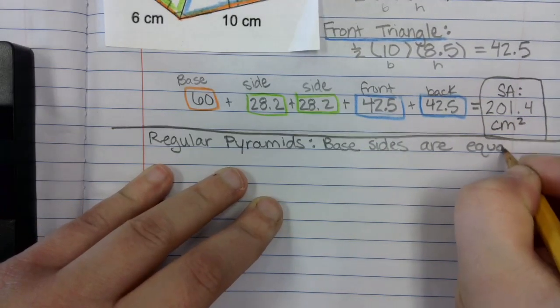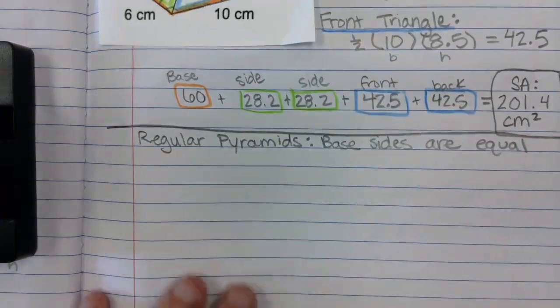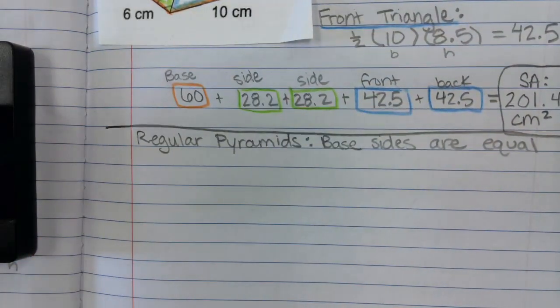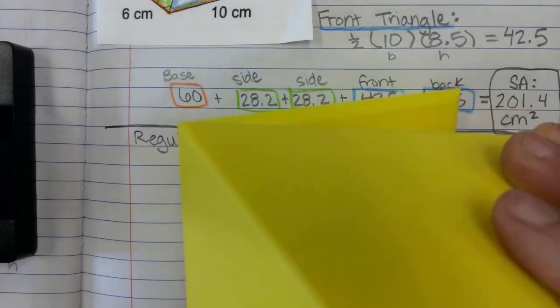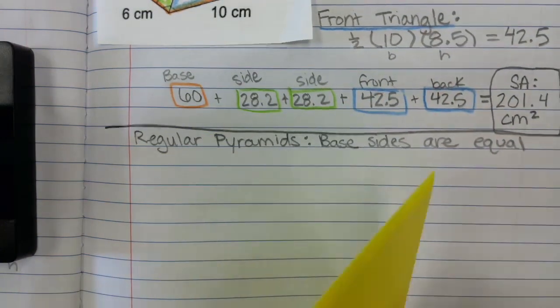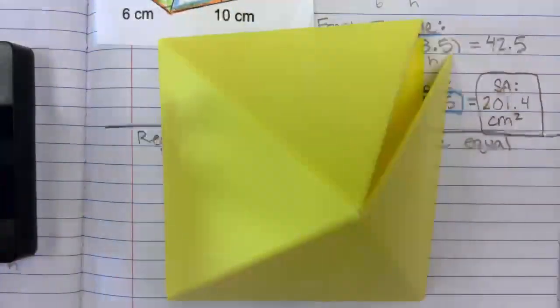And when we have equal sides on that base, what happens is that those triangles end up all being equal because they all have the same base. I'm going to show a shape here, so if you panic, just breathe for a second. I'll take it off in a moment.